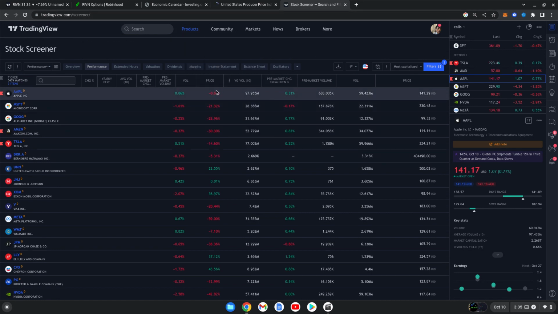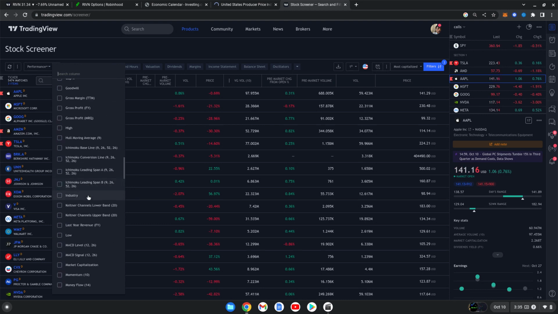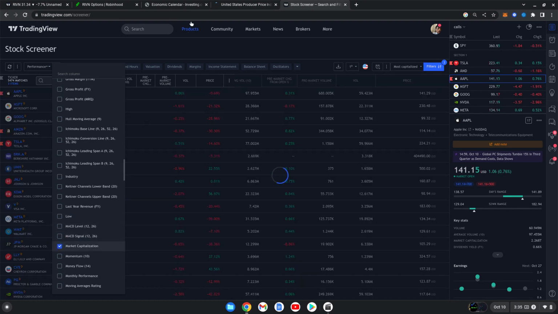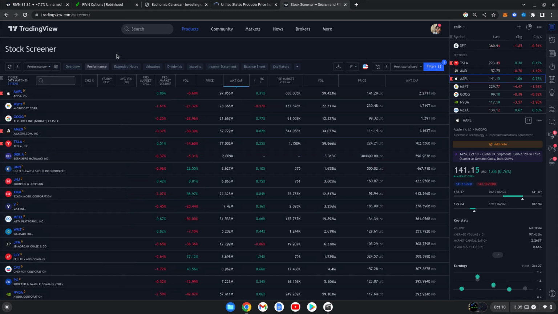So I want stocks. I guess I should have added market cap. Let's do that. So this one here, market capitalization, and that is how big these stocks are. I want stocks that have a bigger market cap. So I want the market cap to be at least 10 billion.